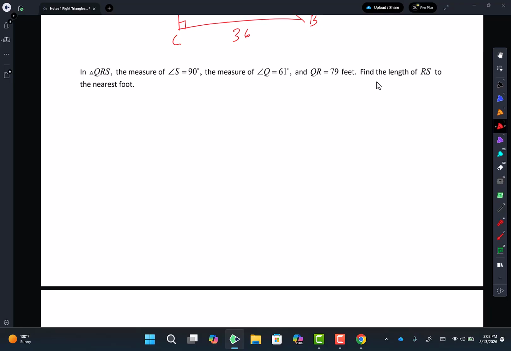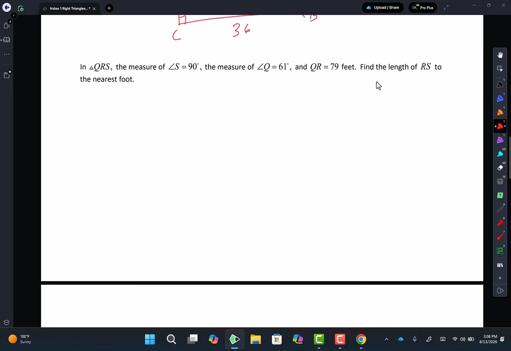All right, here we go. In triangle QRS, the measure of angle S is 90. The measure of angle Q is 61 and QR is 79 feet. Find the length of RS to the nearest foot. I love this. This is a very popular question on the ACT. I'm not sure how popular it is on the SAT, and it's possible that it could be TSI. So I'm going to put a question mark on TSI. Let me know if you guys have seen this question on TSI.